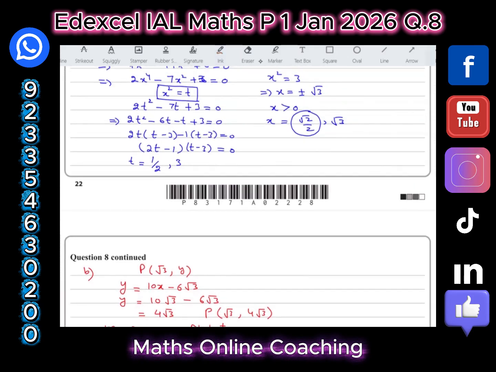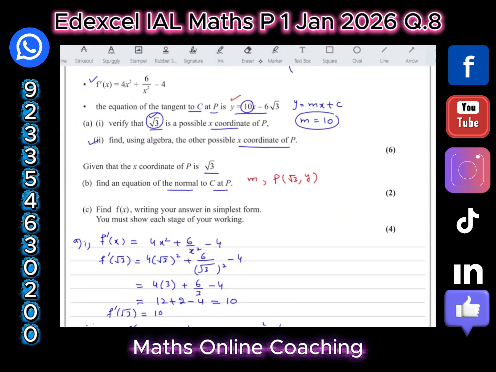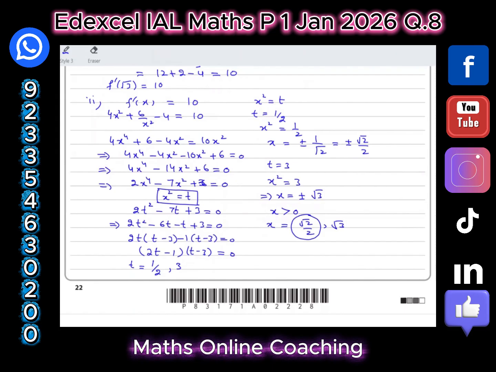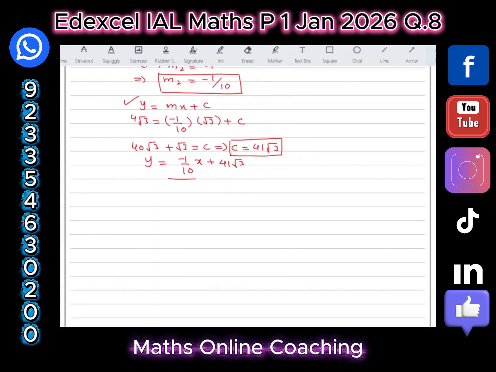Now let us move to part C. Part C is find f of x, writing your answer in simplest form. We have to find the value of the given function f of x. We are given f dash x as 4 times x square plus 6 by x square minus 4. To find the function f of x, we have to integrate this equation on both sides.